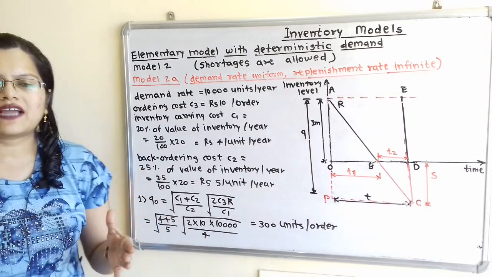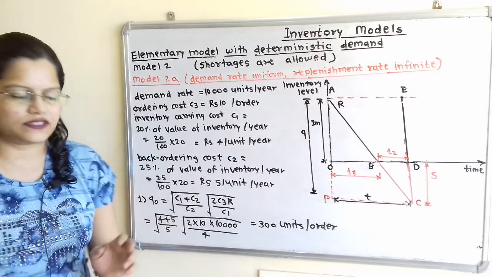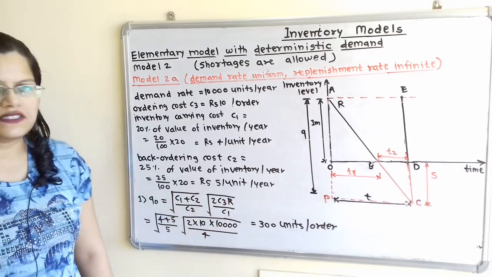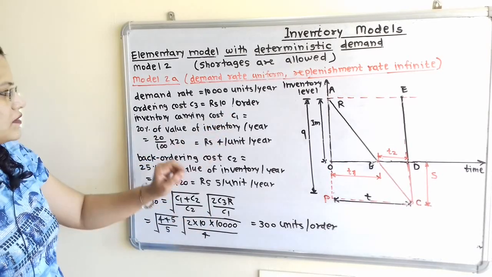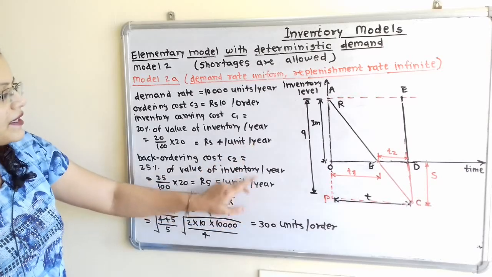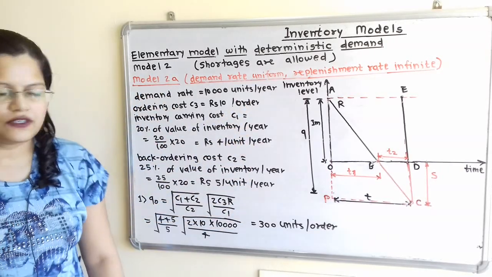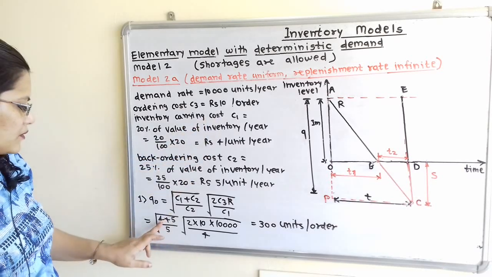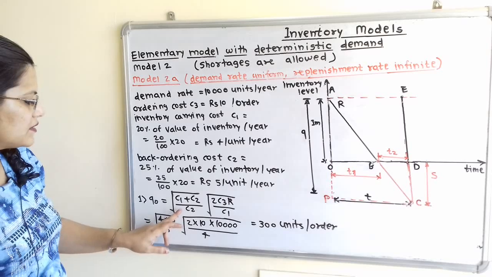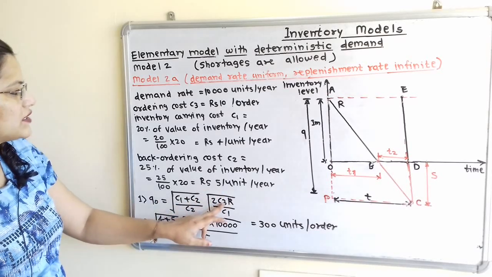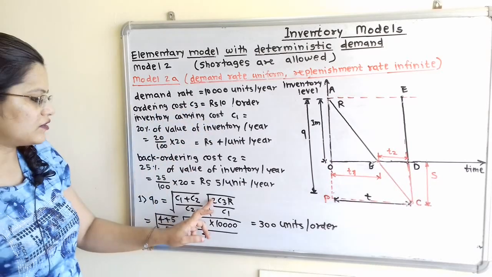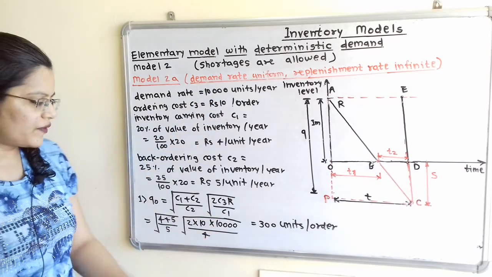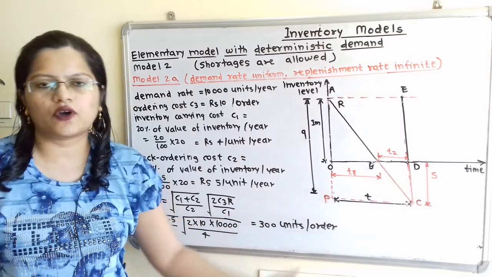Now first question is that we have to calculate economic order quantity or optimal lot size, that is QO. So we have the formula: under root of (C1 plus C2) by C2, under root of 2 C3 R by C1. Here C1, C2, C3 values are given. Now if we observe the units, the time interval is 1 year for each and every parameter. So C1 is rupees 4 plus C2, rupees 5, divided by C2, that is 5, into the other bracket, 2 C3. What is the C3? That is ordering cost for one order, that is 2 into 10 multiplied by R. So R is 10,000 divided by C1, that is 4. When we solve this, we will get the answer 300 units per order.